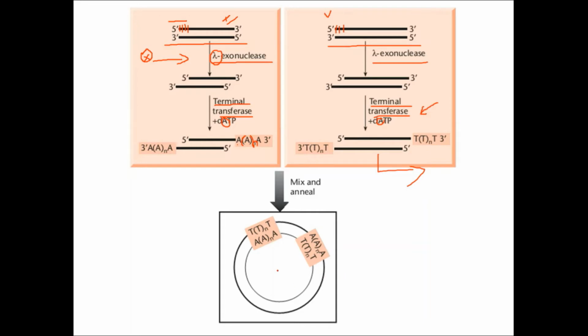Finally, the recombinant molecule forms. This is the overall procedure of homopolymer tailing.